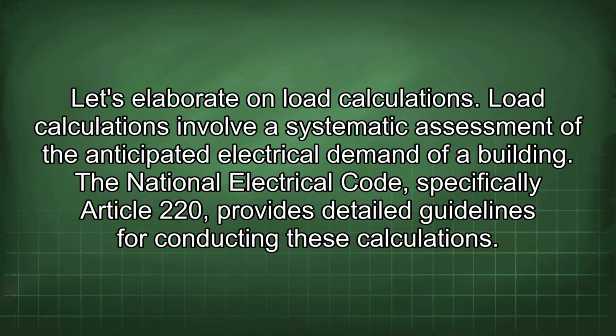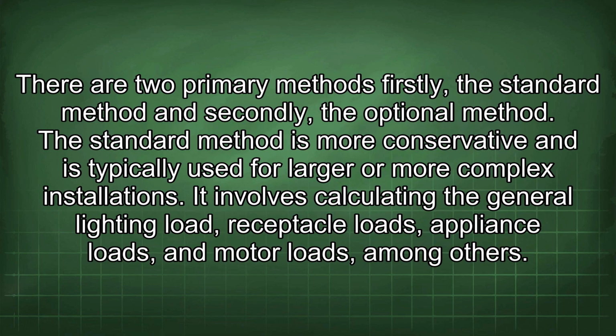Let's elaborate on load calculations. Load calculations involve a systematic assessment of the anticipated electrical demand of a building. The National Electrical Code, specifically Article 220, provides detailed guidelines for conducting these calculations. There are two primary methods: firstly, the standard method, and secondly, the optional method. The standard method is more conservative and is typically used for larger or more complex installations.